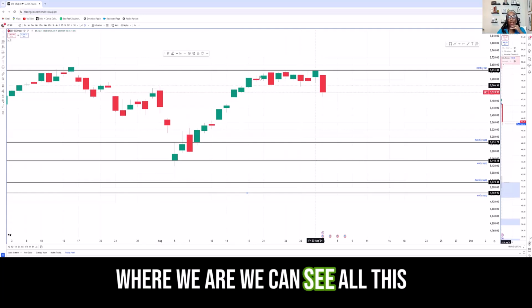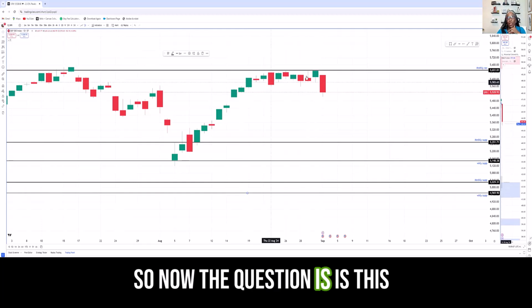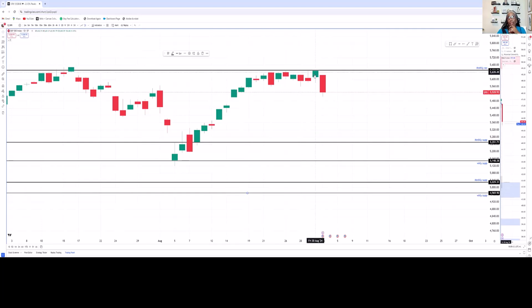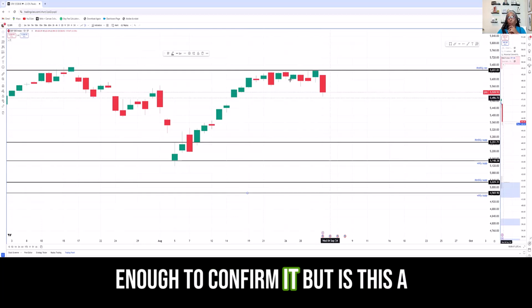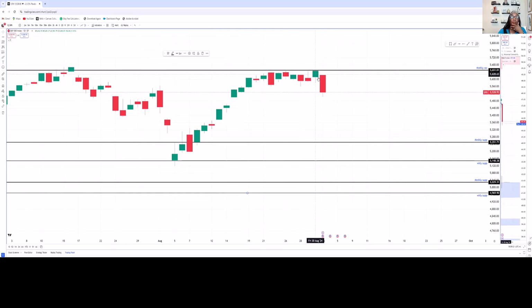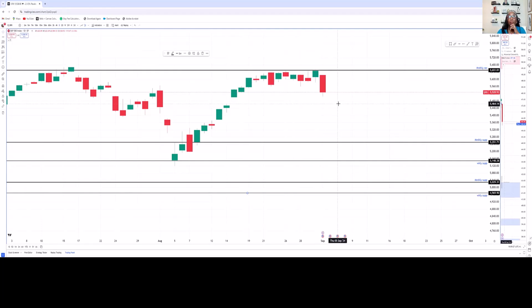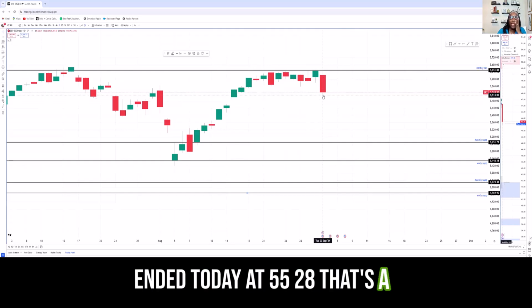Starting where we are, we can see all this bouncing up here. So now the question is, is this potentially going to be a supply area? It hasn't been confirmed yet because the price hasn't left it enough to confirm it. It stayed up here a few days. Could this potentially be supply? Depending if price goes down, it could be. If price keeps going down, right? We started today at 56.24 and we ended today at 55.28. That's 100 points.